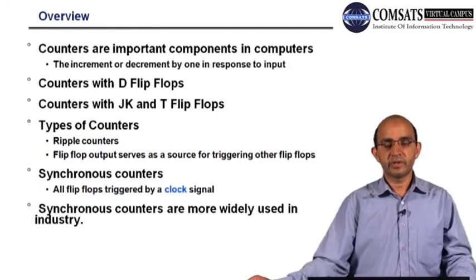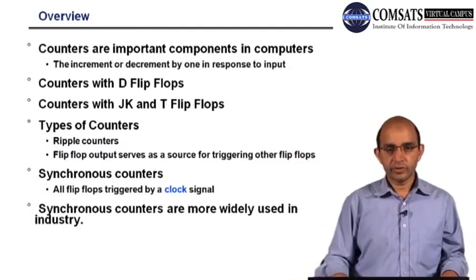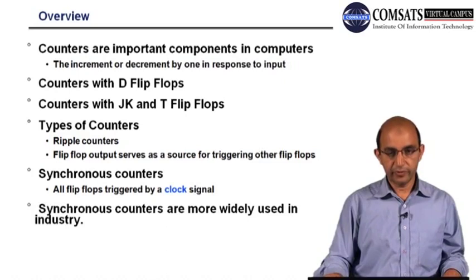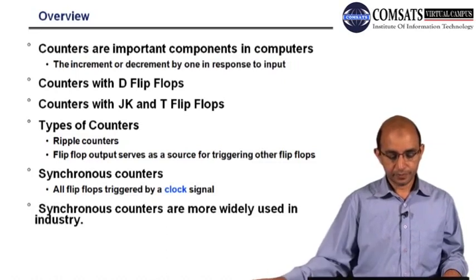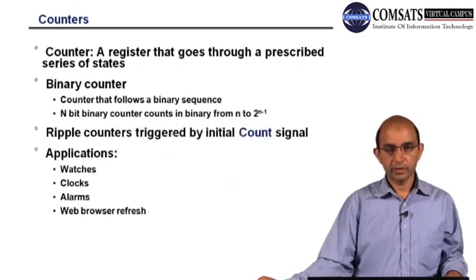Then we have different types of counters: ripple counters, and then we have Johnson counter, we have up-down counters. So there are different types of counters which we will be discussing. And we can also have synchronous counters. So we will see what a synchronous counter looks like, and how we differentiate between synchronous and asynchronous counters. These are the main points.